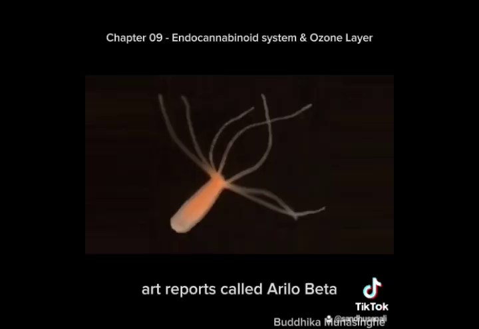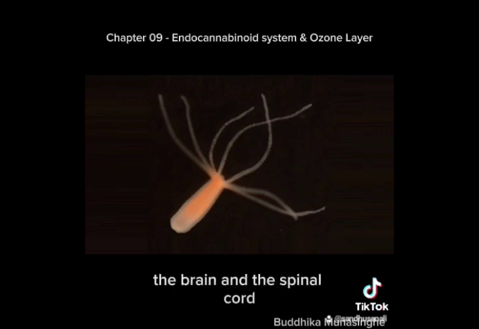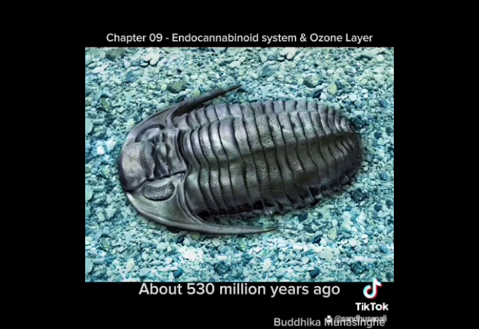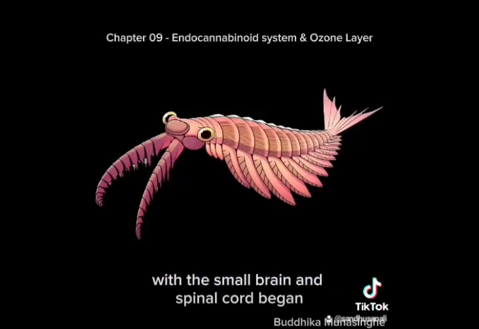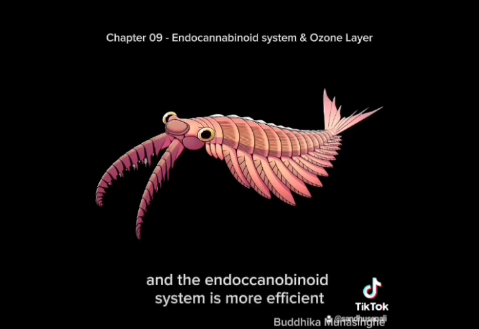arthropods called trilobites joined the shallow seas and predators such as Anomalocaris appeared. Created for sensation, the brain and spinal cord were created to make the nervous system more efficient. About 530 million years ago, the life of fish like Pikaia with a small brain and spinal cord began. The brain and nervous system became complex, and the endocannabinoid system became more efficient.